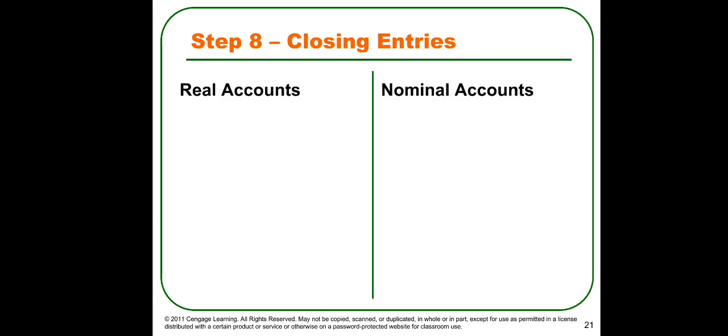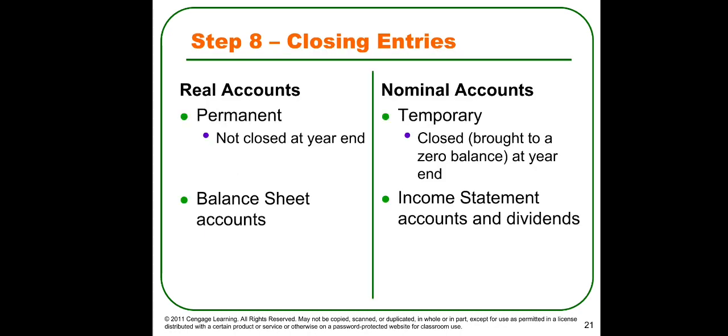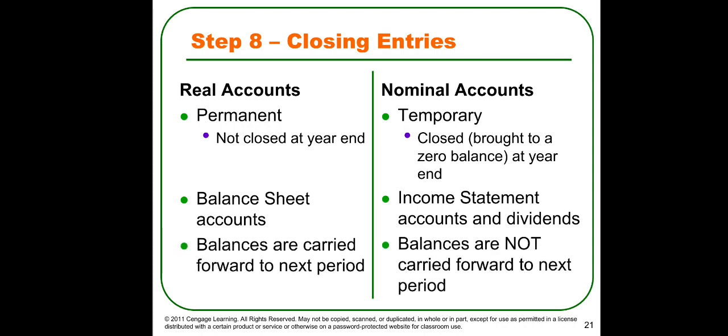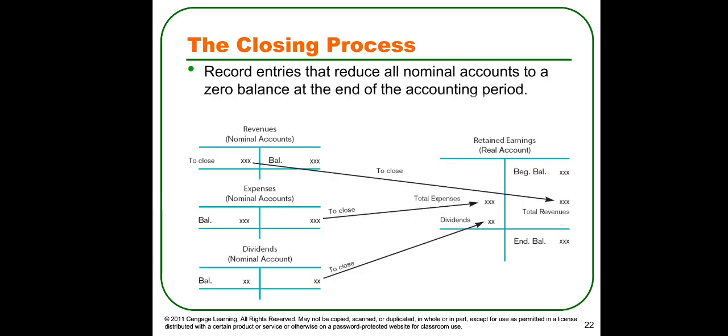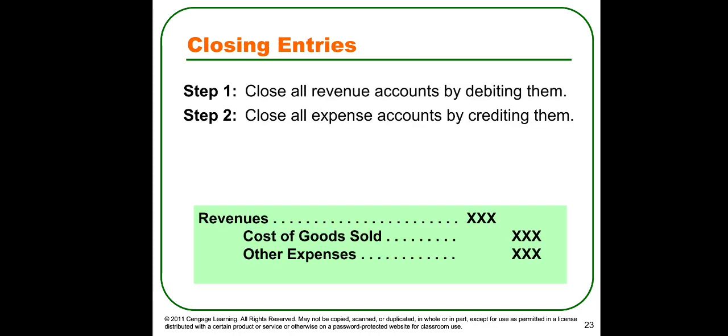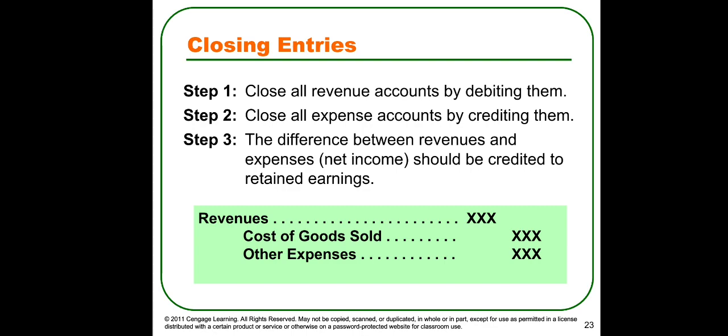Okay, step 8, you have to do closing entries. We will just show you about the closing entries. There are several things that you have to do. One of them is here. You have to close all revenue accounts by debiting them, and close all expenses by crediting them. The difference between revenue and expenses should be credited to retained earnings. See, this is the way.